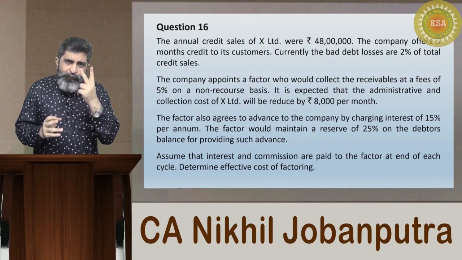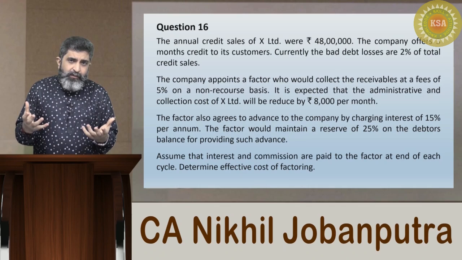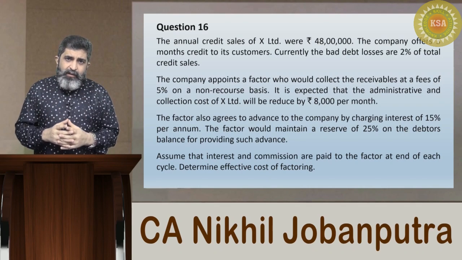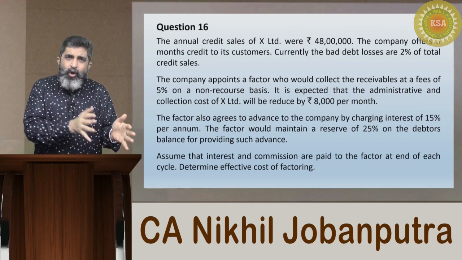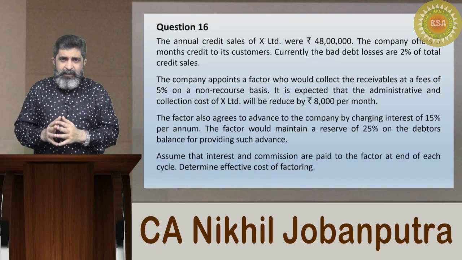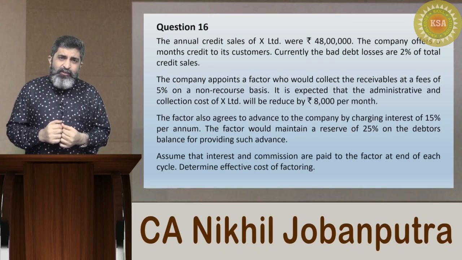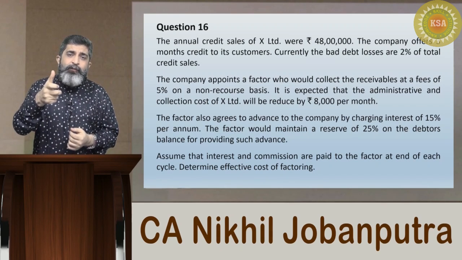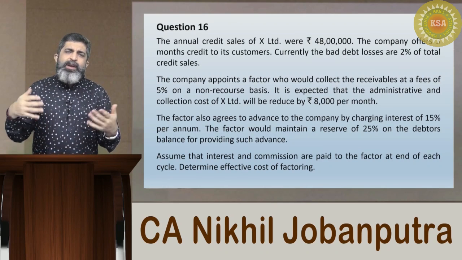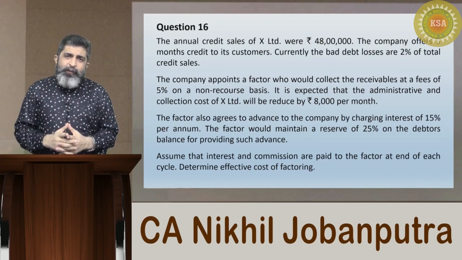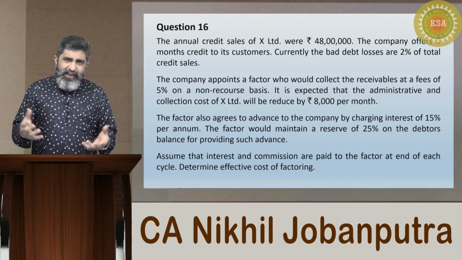Now you can have two different ways of computing all the required calculations. One is on a per cycle basis, or one will be for the entire year. In this question, they have asked you to compute the effective cost of factoring for the year, not for one cycle, for the entire year. So you can directly go for the cost of factoring calculation for the entire year.